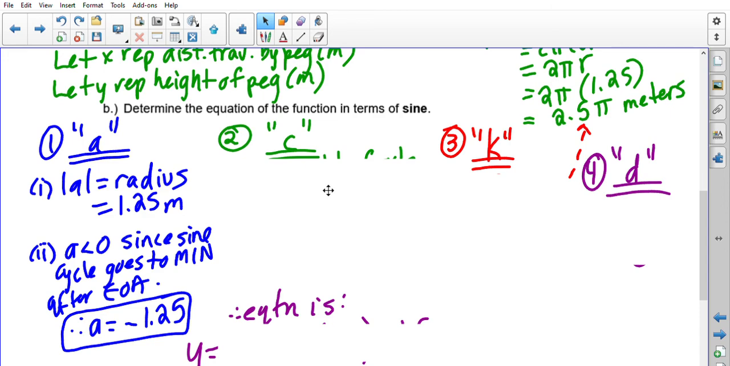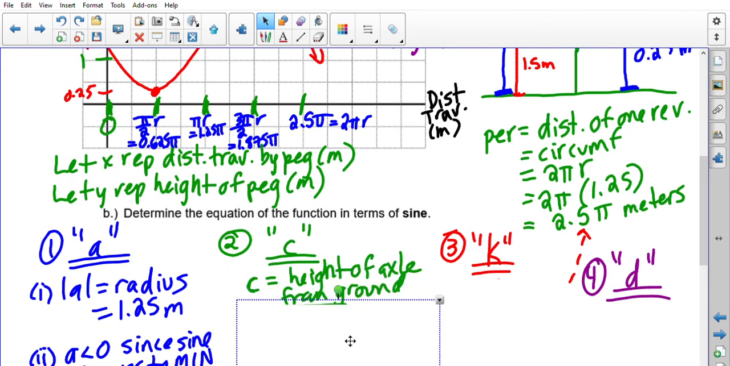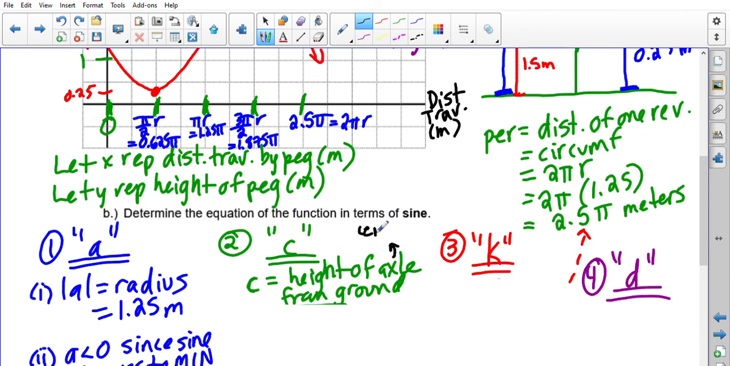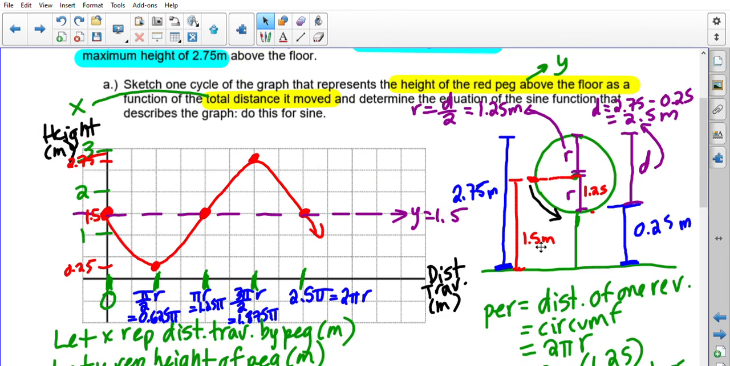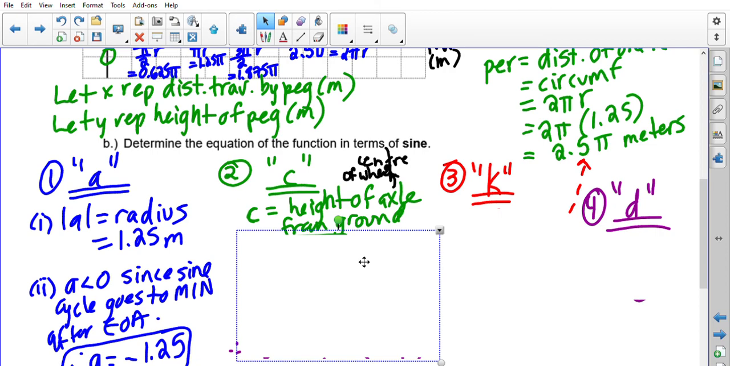Our C value is going to be the equation of the axis. In terms of a circular object, the C value is always the height of the axle from the ground. The axle is the center of the wheel. We already know that distance. The center of the wheel is 1.5 meters up, right? It was in line with the red peg. So we have C already.